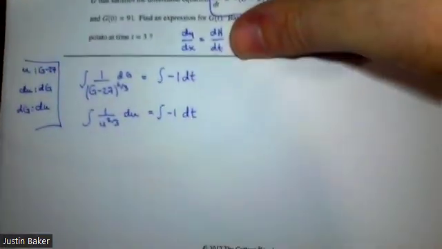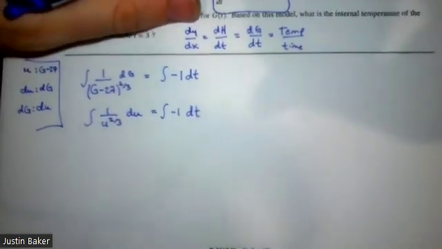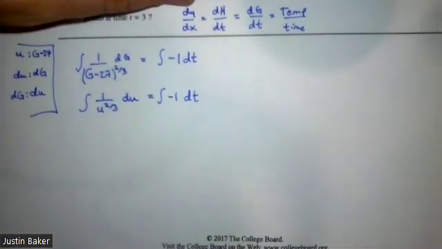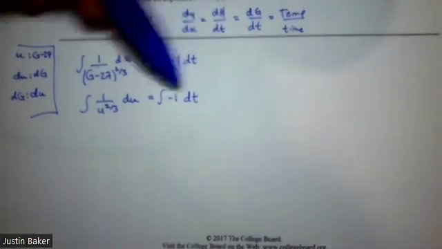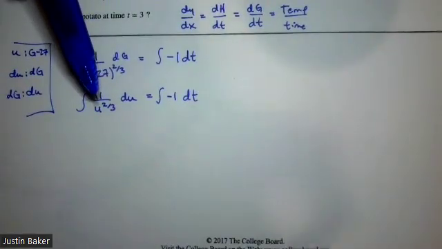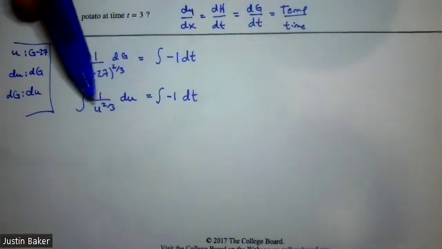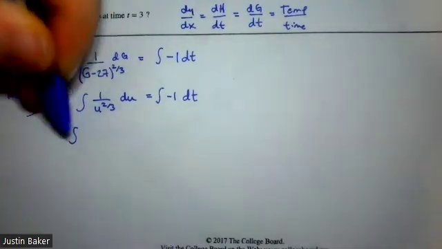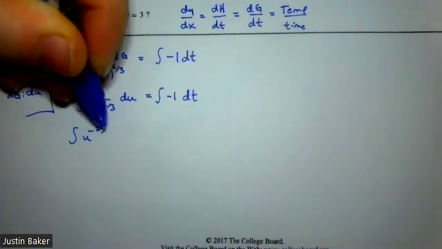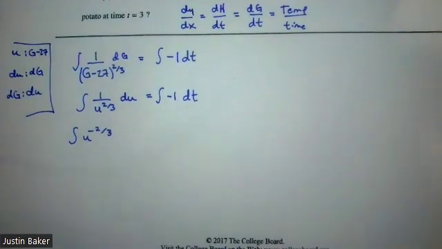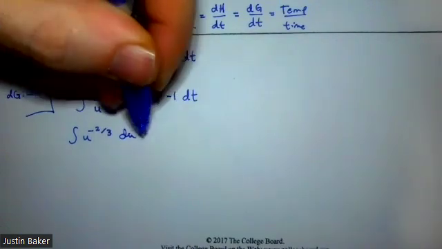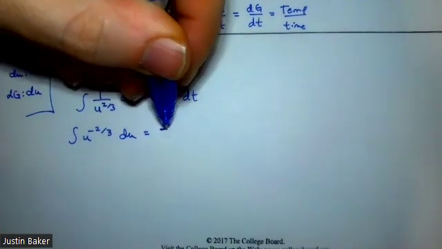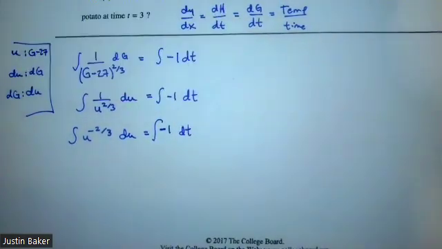Okay. You might be tempted to try natural log, but remember that only works with 1 over x, 1 over y, 1 over u. It's got to be only a variable. When it has an exponent, we just flip that upstairs. So this is u to the -2/3 du is equal to -1 dt. Okay, we are finally ready to integrate.